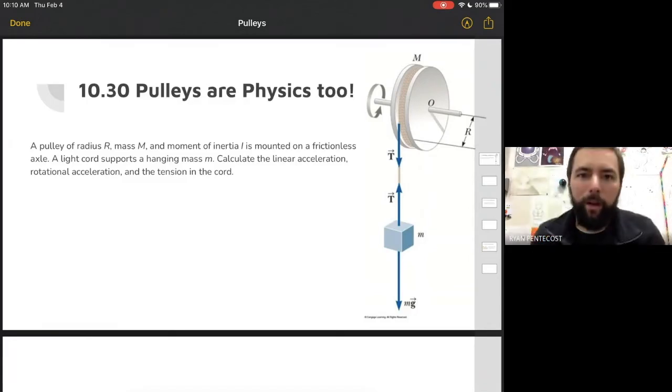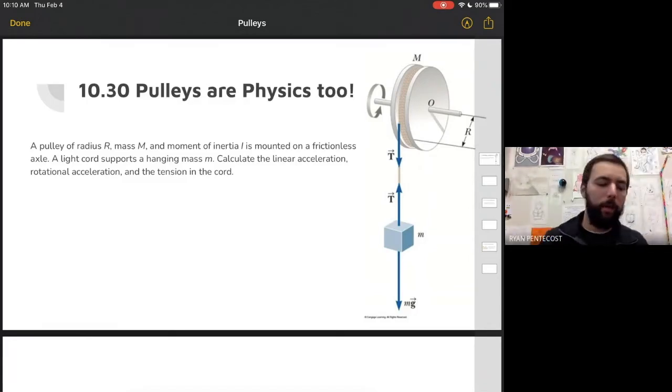Hi everyone. Today we are talking about pulleys. We are going to make pulleys real in our physics now. They've been massless up until this point, so now we are going to use some real pulleys. So a pulley of radius r and mass m and moment of inertia I is mounted on a frictionless axle.